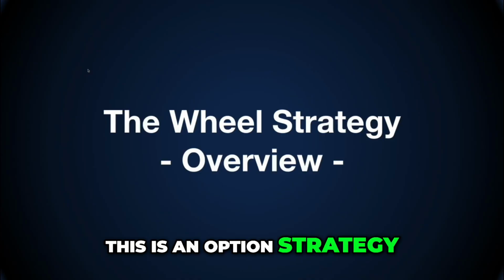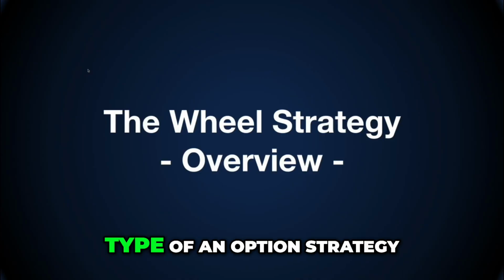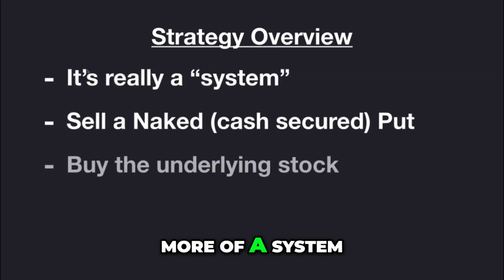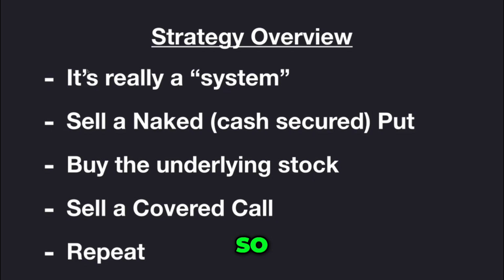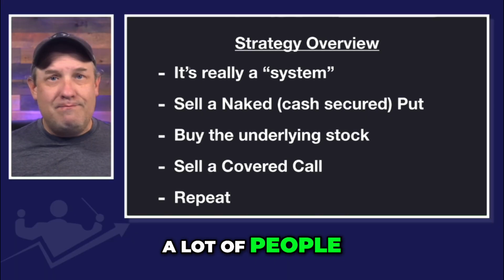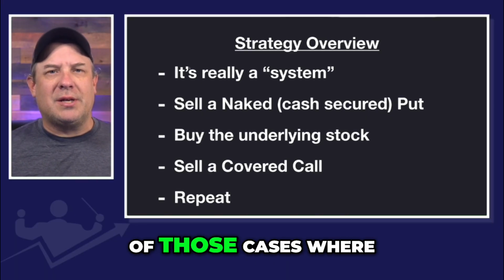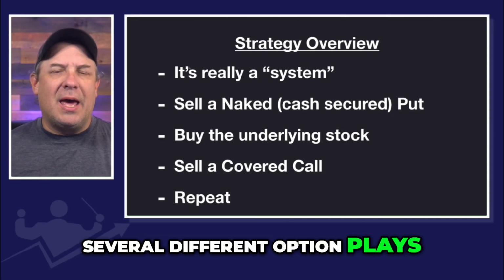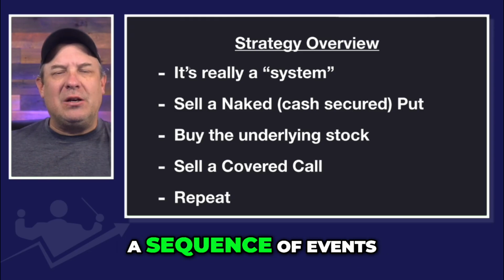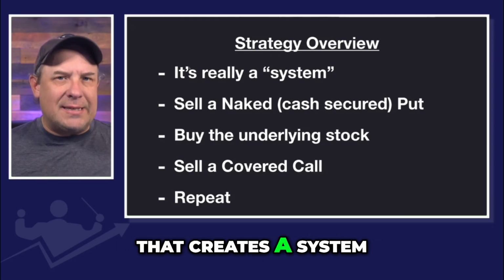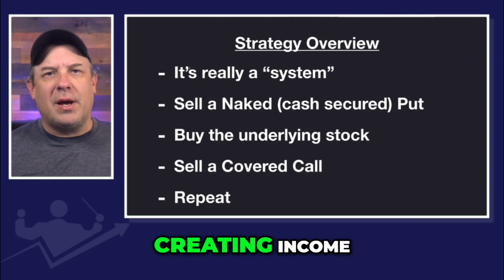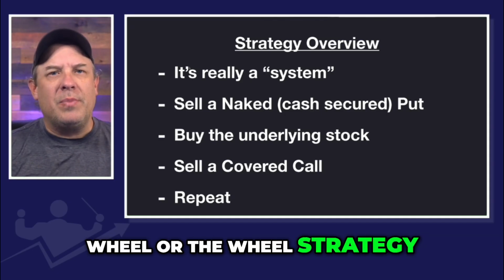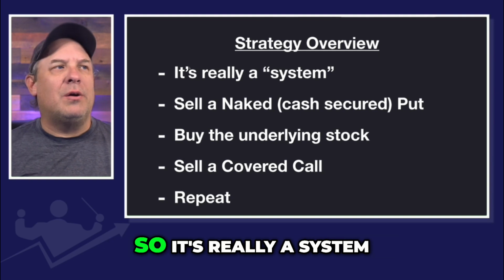This is an option strategy, a somewhat introductory type of option strategy. What I want you to understand about it is it's really more of a system than a strategy. In the world of trading, a lot of people mix terminology. This is one of those cases where we take several strategies, several different option plays, and put them together into a sequence of events that creates a system. In this case, it's a system for creating income, and this whole system is known as the wheel or the wheel strategy. So I'm going to walk you through it right here.